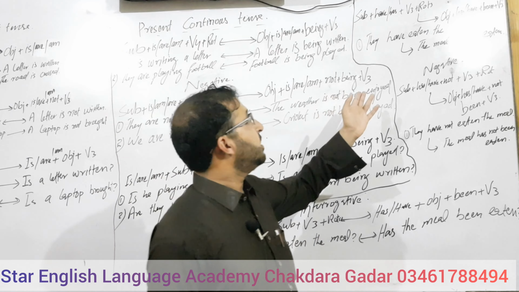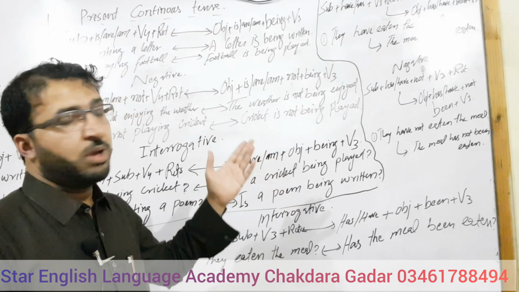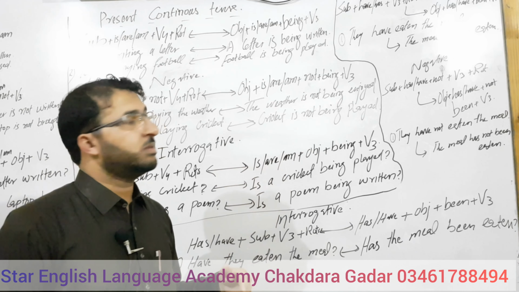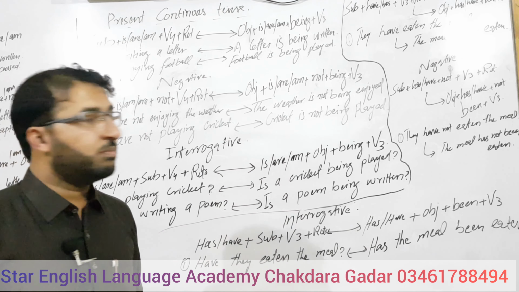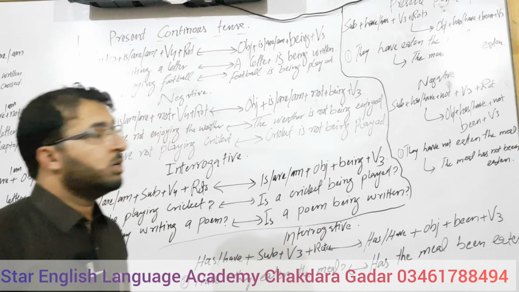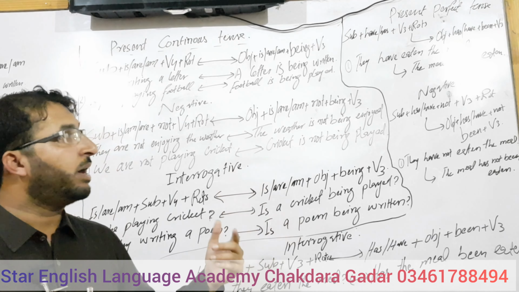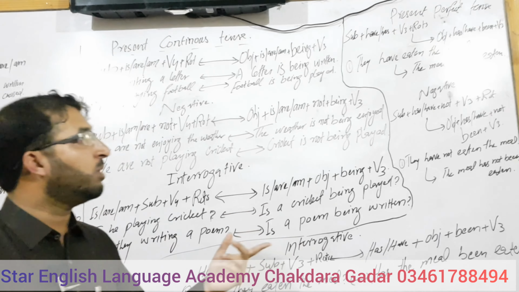So first I will discuss how the structure of active voice is like. So subject, have, has, this is again according to the subject, then third form of the verb plus rest of the sentence. So passive structure of this is object, has, have, been, and plus third form of the verb.